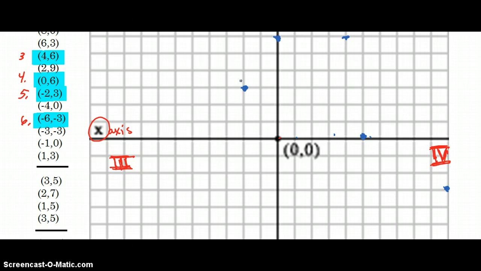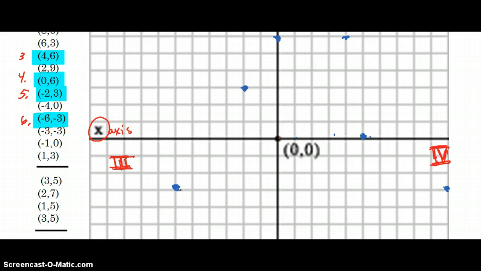Number 6, it's negative 6, negative 3. Since those are both negatives, you're going to go left and then down. So negative 1, negative 2, negative 3, and negative 4, negative 5, and negative 6. Then once you hit negative 6, you're going to go negative 1, negative 2, and negative 3. And that's going to be your answer. Great job, Zach. Thank you.